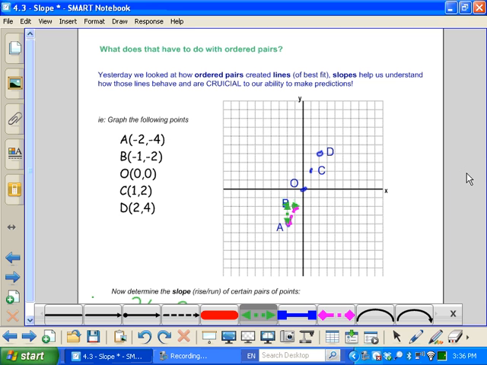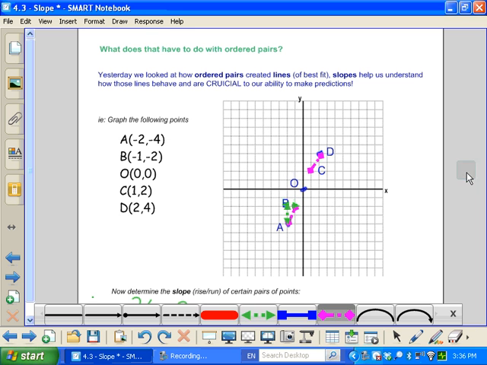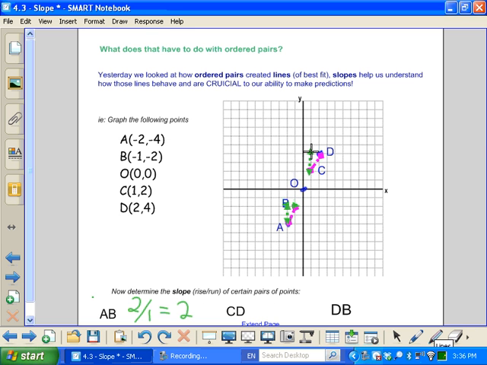CD works in a similar way. Between C and D, an interesting thing happens in that my rise is 2, and my run is 2. That's pretty neat, because there's something interesting about all of these points. Rise 2 over run 1, that's 2.